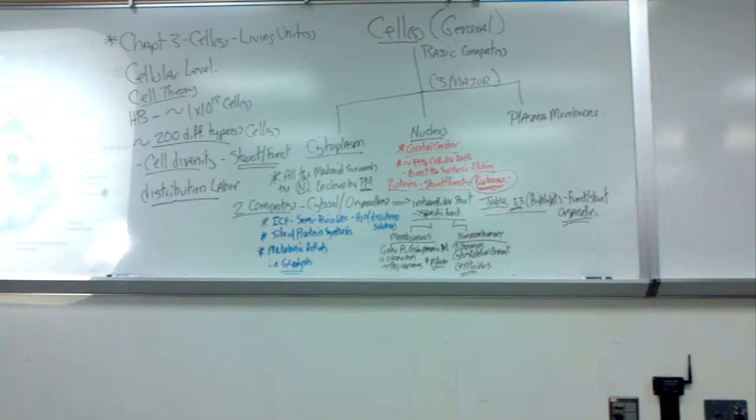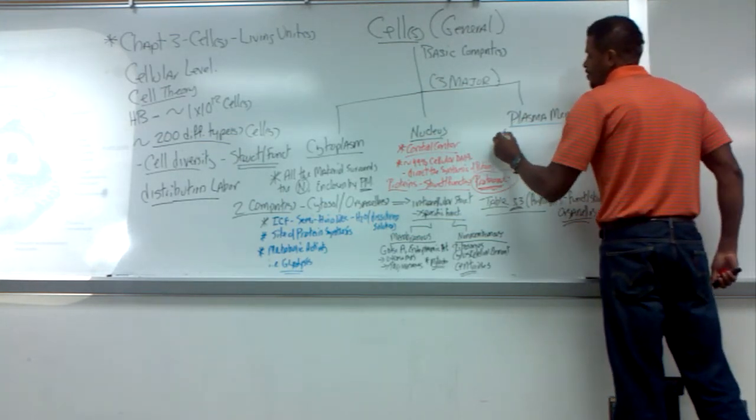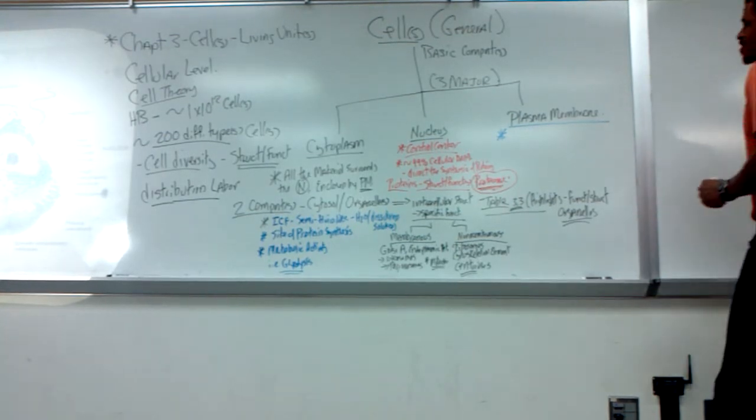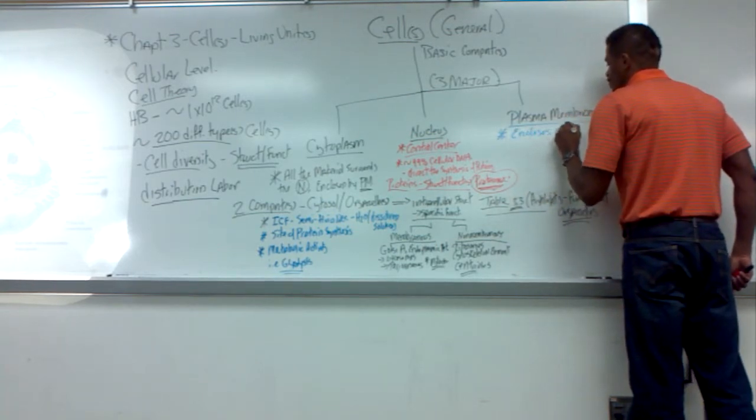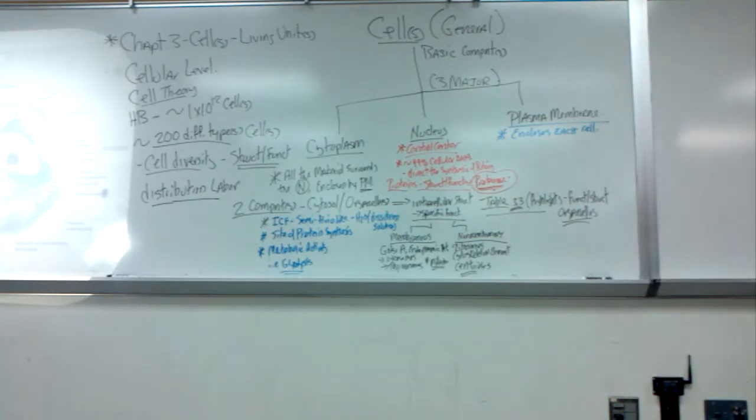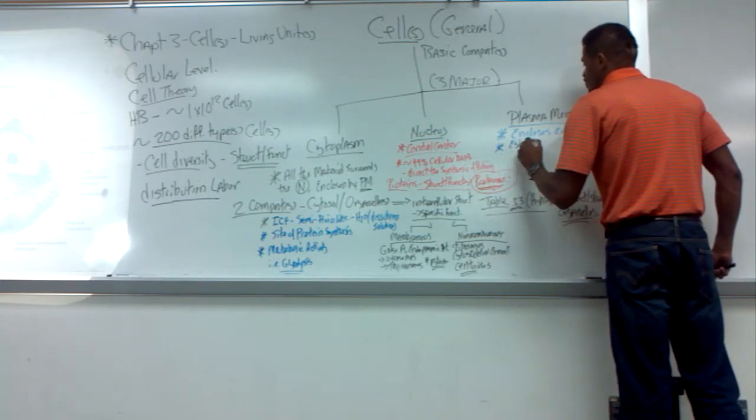Then we have the plasma membrane, the other major component of the cell, and we know that our plasma membrane encloses each individual cell. So it encloses each cell. The plasma membrane will serve to establish what? Boundaries between the intracellular fluid and the extracellular fluid, or the interstitial fluid. So it establishes boundaries.